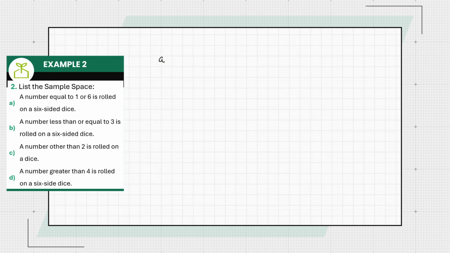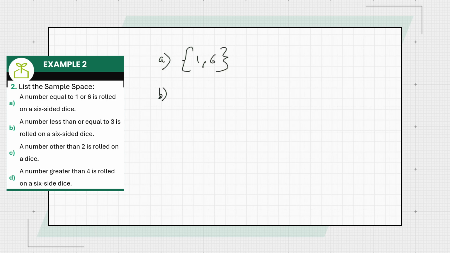Alright, let's get started with A. We have a number equal to 1 or 6 is rolled. Okay, so it can either be 1 or it can be 6. It can't be anything else, and so our sample space is going to be 1 and 6.